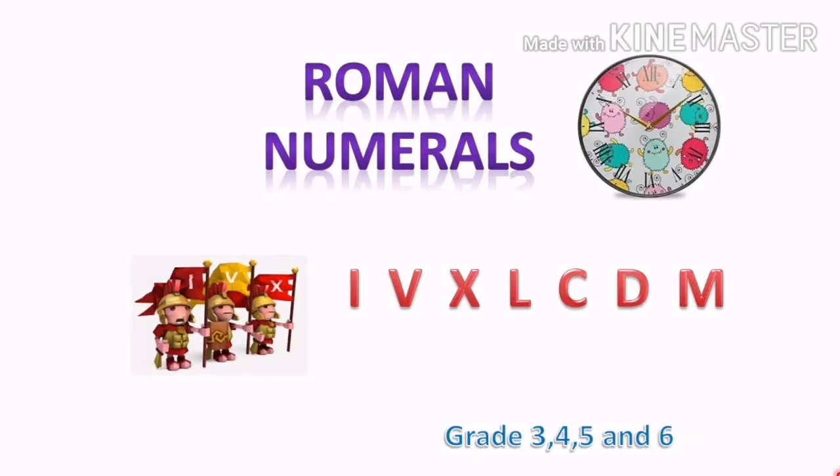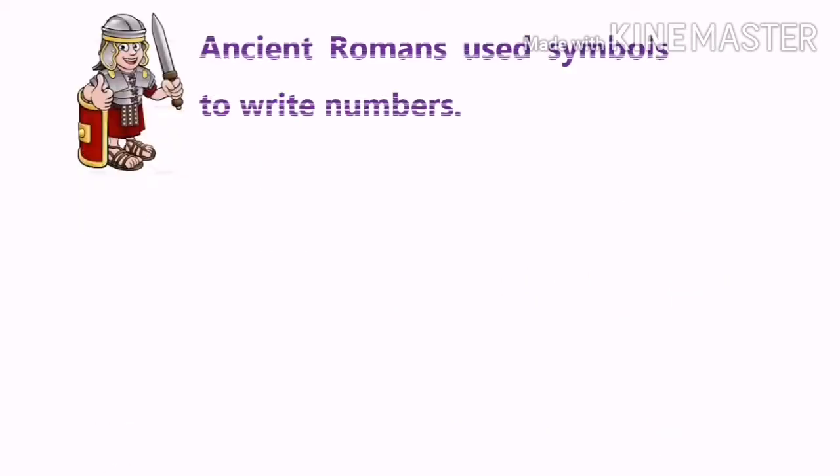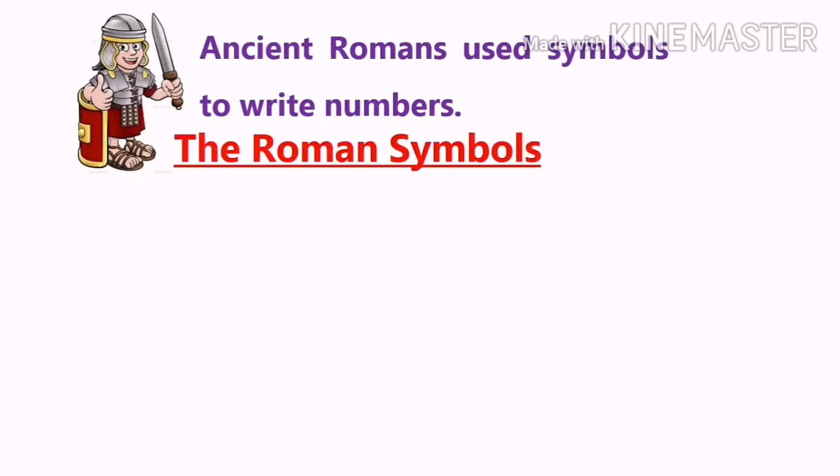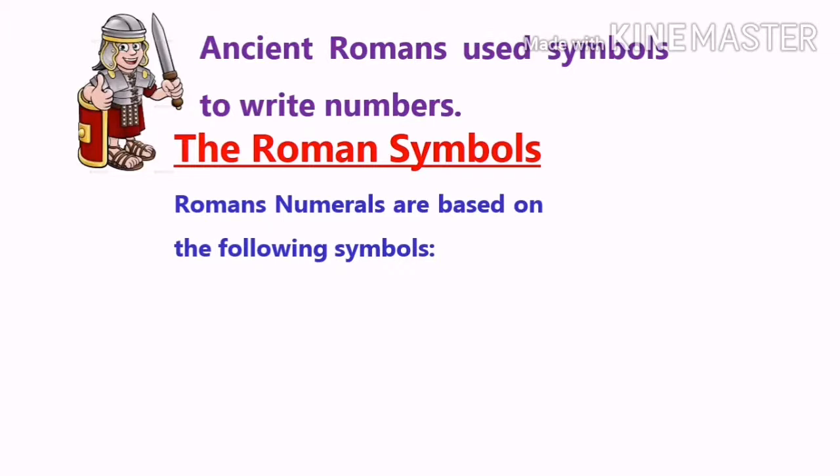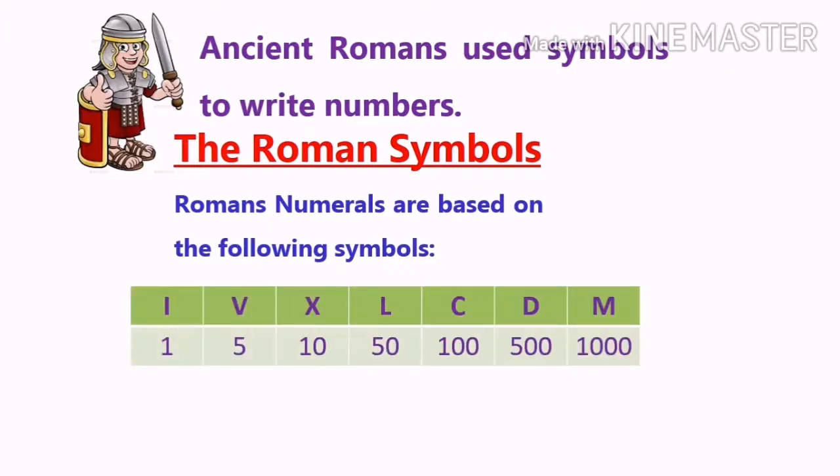Today we are going to discuss Roman numerals. Ancient Romans used symbols to write numbers. There are 7 basic Roman numerals: I, V, X, L, C, D, M. Let's learn how to read and write Roman numbers.